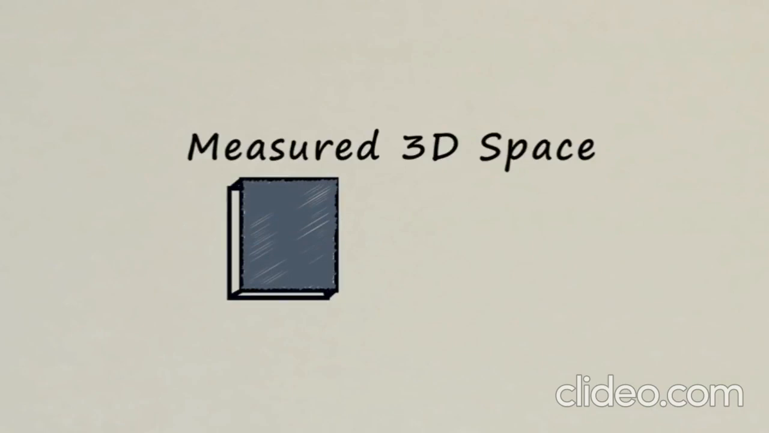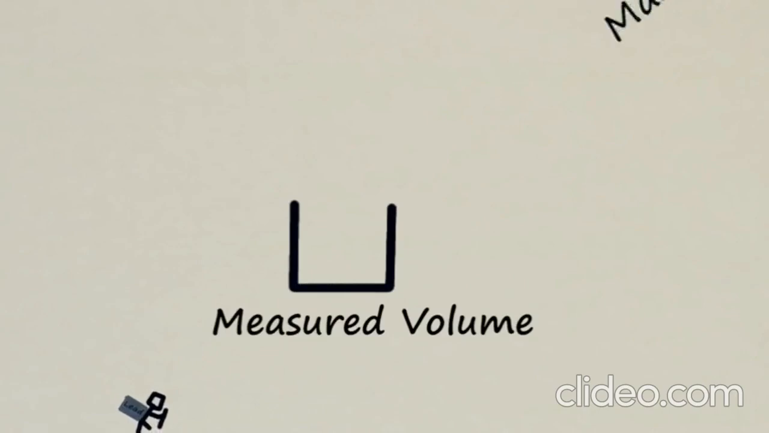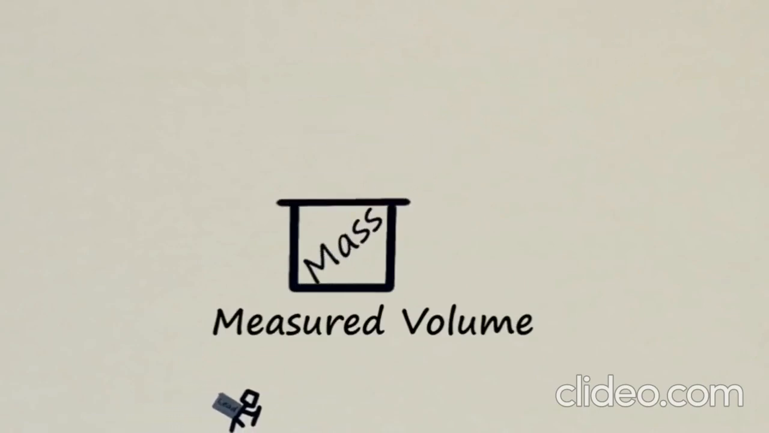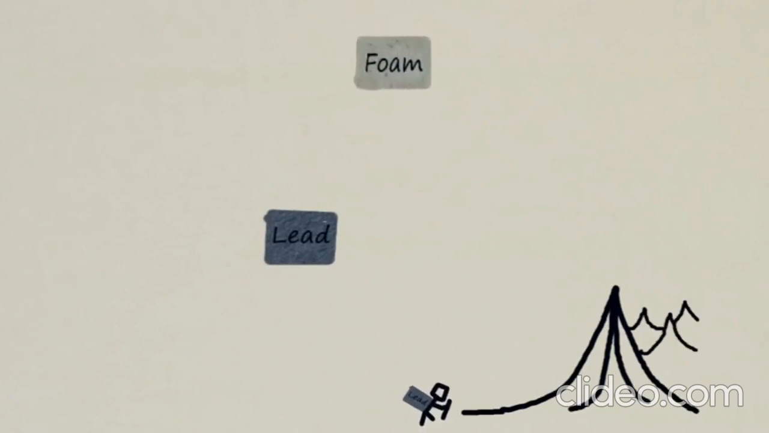So what is it? Simply put, density is the amount of a substance contained in a measured 3D space. We call that volume. Volume is usually measured in cubic centimeters or milliliters. So what does volume have to do with density? A lot, actually. Density is how much mass of a substance you can have in a volume. We notice different densities without even thinking about it.